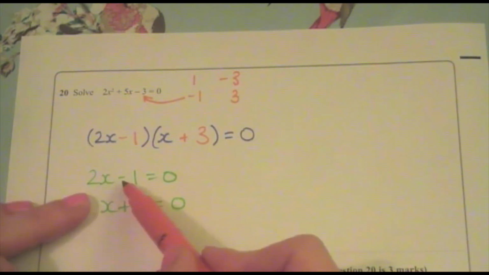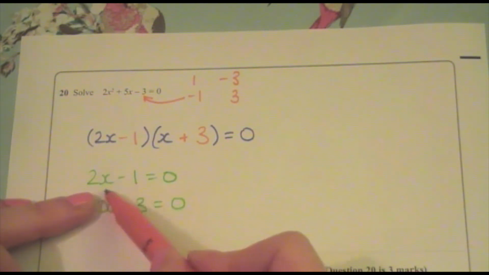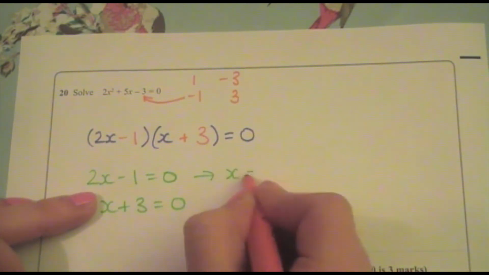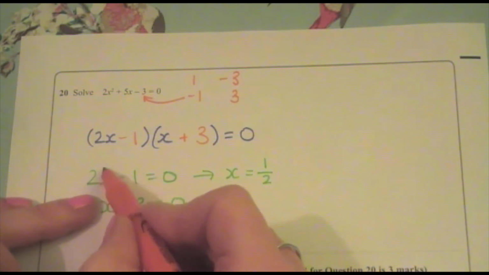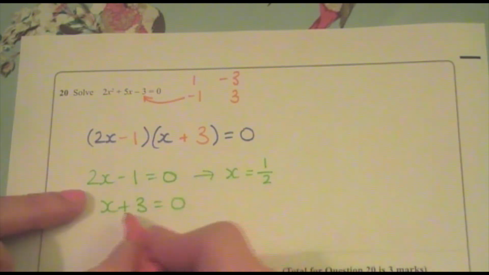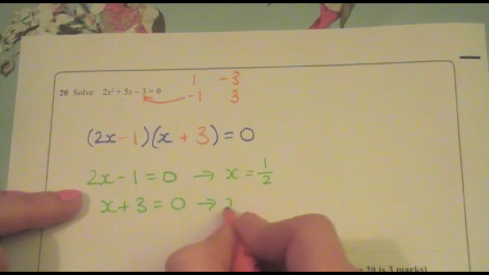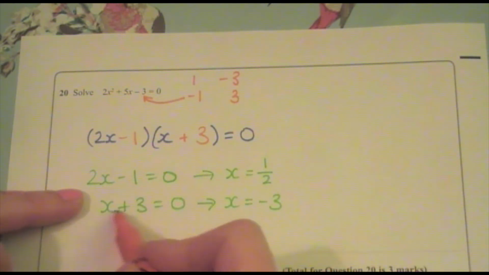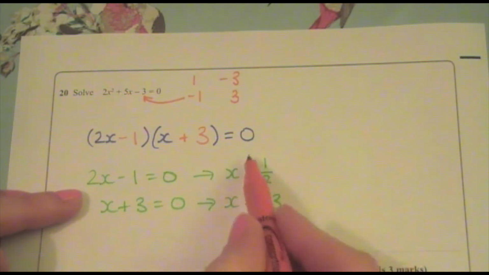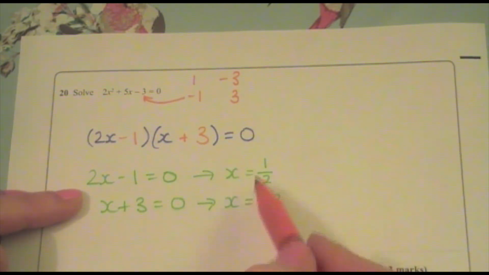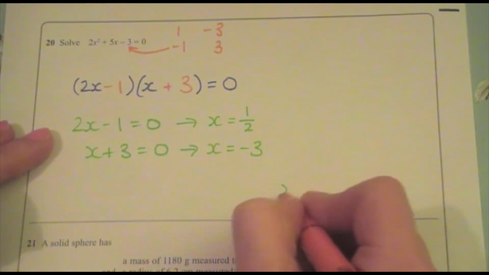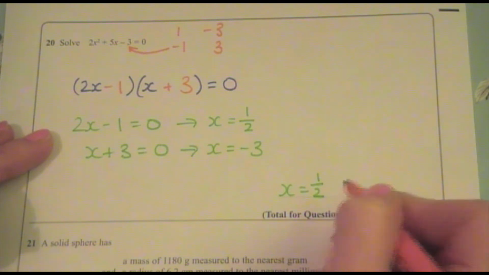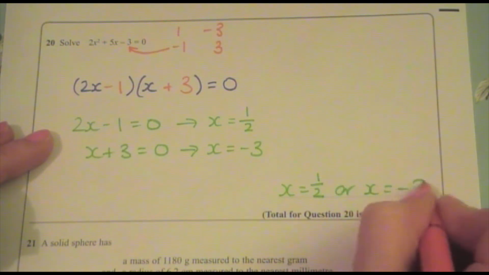Now here, if 2x minus 1 equaled 0, x would have to be a half. Because if you substituted in x equals a half into here, you'd get 2 times a half, which is 1, take away 1 is 0. For this equation, the only way that x plus 3 could be 0 is if x is minus 3. Because minus 3 plus 3 is going to be 0. And those are my two solutions. I know there's only going to be two solutions because it's a quadratic, and quadratics only have two solutions. So my answer is that x is either a half, or 0.5, or x is minus 3.